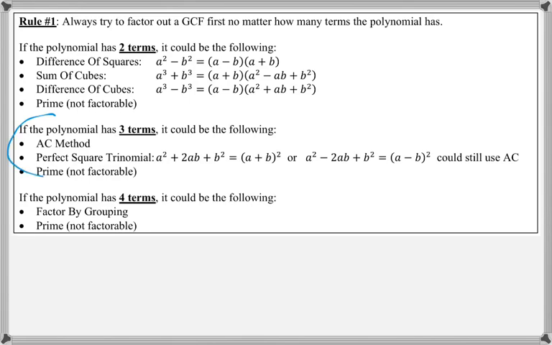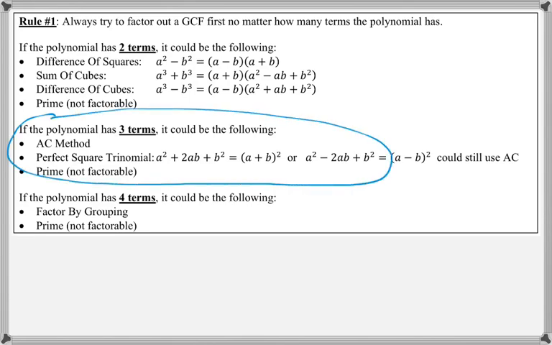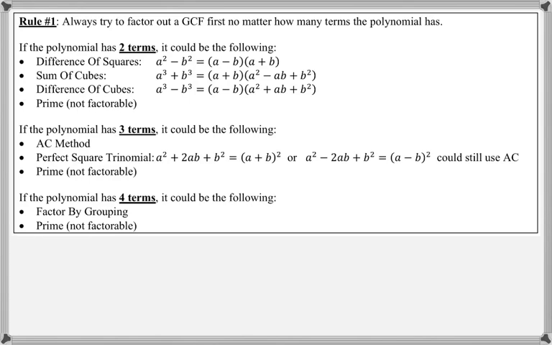If it has three terms, you want to use the AC method. It could be a perfect square trinomial. If you watch my videos on that, I still use AC on the perfect square trinomials. Or it might not be factorable. And then if it has four terms, you want to do factor by grouping, or it could be prime.